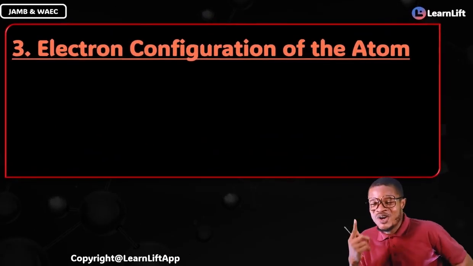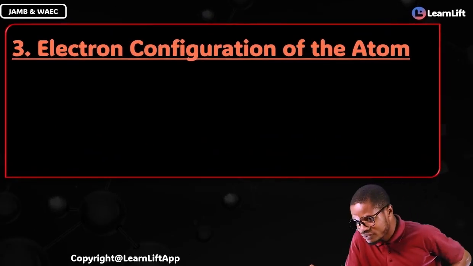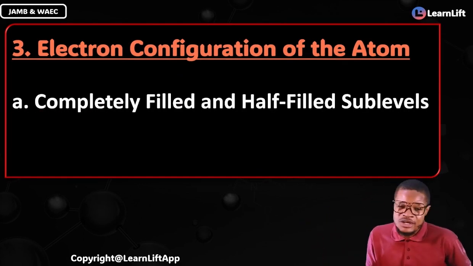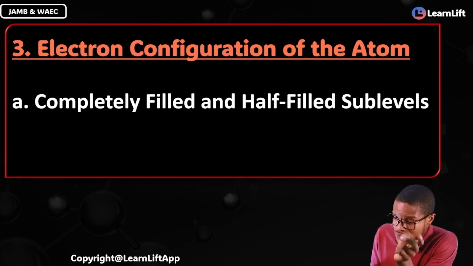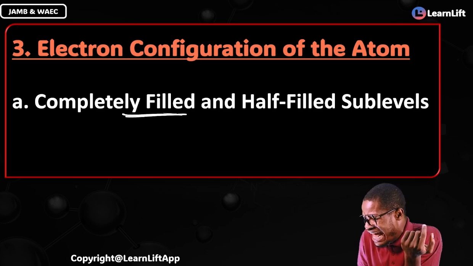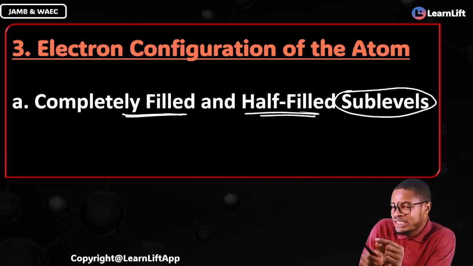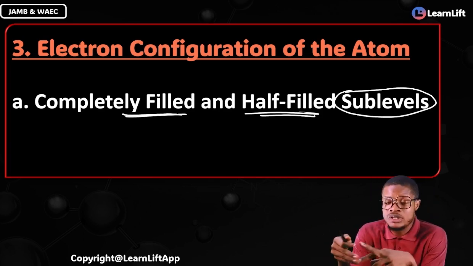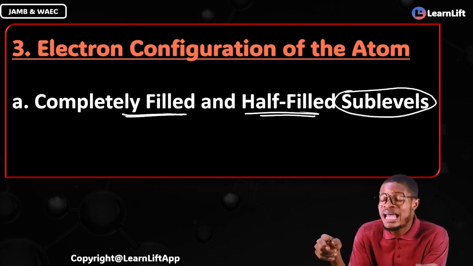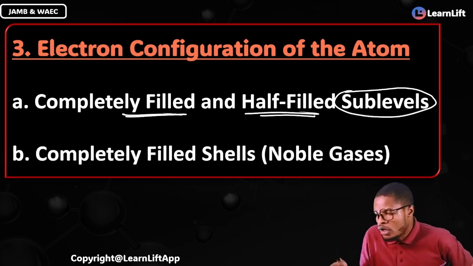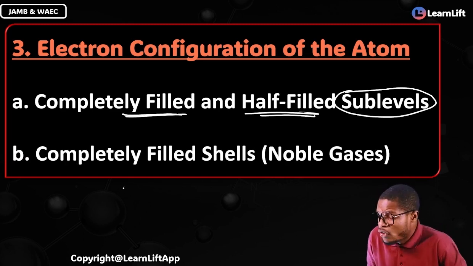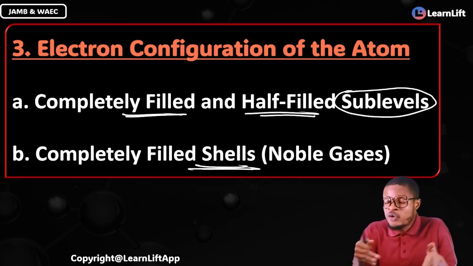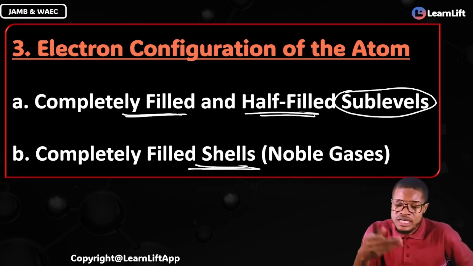The third factor is called the electron configuration of the atoms. So how does electron configuration affect ionization energy? I like you to note that it affects in two ways. First, we have completely filled and half-filled sublevels, whether it is your s orbital, your p orbital, your d orbital, and so forth. I will explain it. And number two, we'll talk about how ionization energy is affected by completely filled shells. You know, your noble gases have completely filled shells.